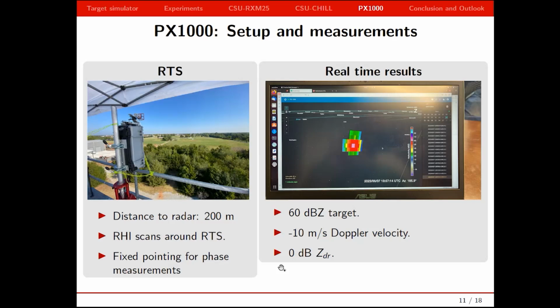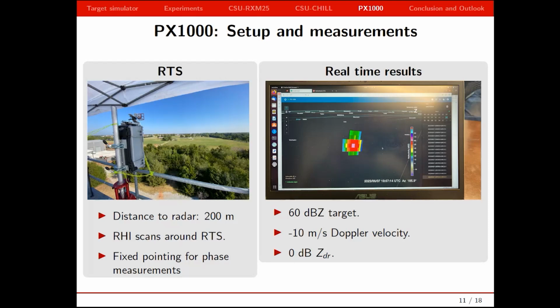So the last radar we're measuring is the radar in Oklahoma. The radar is located here, and our target simulator is on a tower at a distance of about 200 meters. The radar was performing RHI scans around the target simulator, but it was also performing stair mode observations for the phase measurements. So we also did the calibration measurements with the PEAKS 1000. This is a photo of the GUI they were using there in Oklahoma. We're generating a 60 dBZ target with minus 10 meters per second Doppler velocity and 0 dB differential reflectivity.